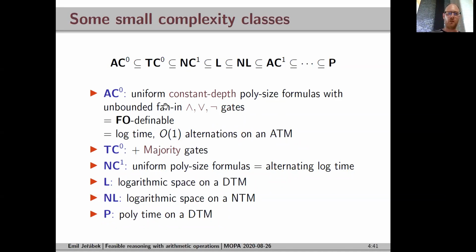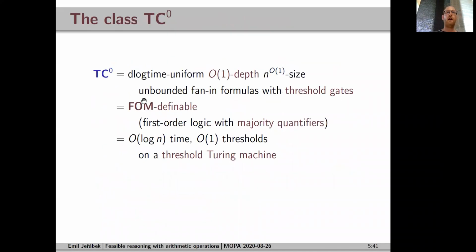And then this is included in the class NC1, which can be defined by uniform families of polynomial size formulas, or it coincides with logarithmic time on alternating Turing machines. So here are some more options for how to define TC0. As I said, the basic definition is by uniform families of formulas of polynomial size and constant depth that use conjunctions, disjunctions, negations, and threshold or majority gates.